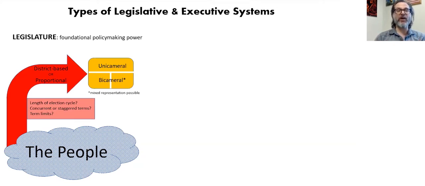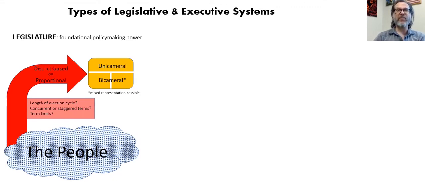Now, there are a couple of questions here in the pink box. What's the length of the election cycle? Do they have concurrent or staggered terms? Are there term limits? There are other electoral questions that get answered, such as what's the time of the election? Is it 1 day? Is it 2 weeks? Are there absentee ballots? What are the restrictions?